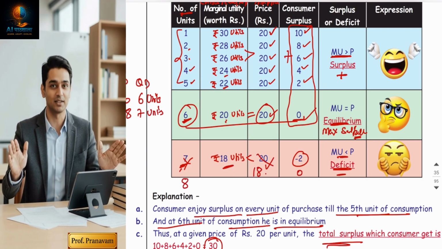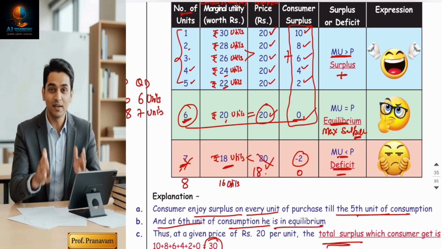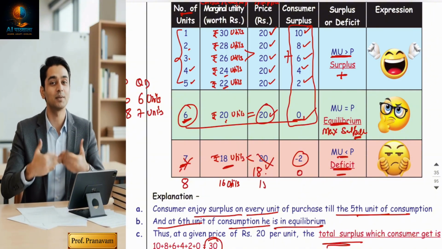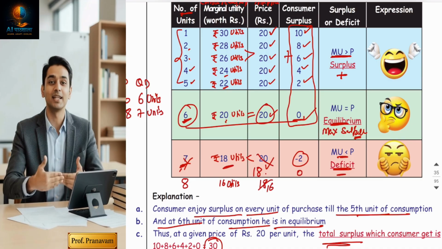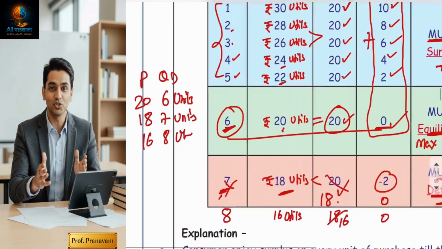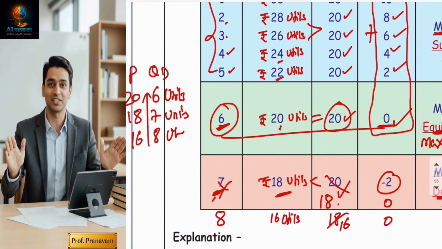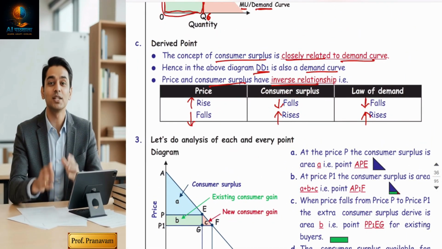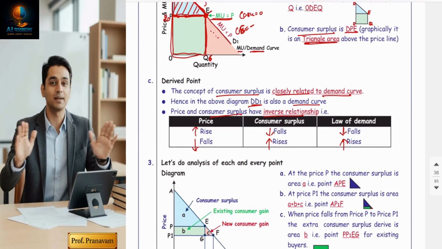Further, the 8th unit, which I have not written in the table, will give me 16 utils of satisfaction. So I'm mentally prepared to spend 16 rupees. But now the product is available at 18. So if the seller wants me to buy more units, if the market price falls to 16, again my consumer surplus will become zero. I'm ready to purchase 8 units of pizza. So we see when the price is falling, my consumer surplus is increasing. That's why my demand is increasing. That's why consumer surplus and price have an inverse relationship. Consumer surplus and demand also have an inverse relationship. So by this, the consumer surplus theory is over.